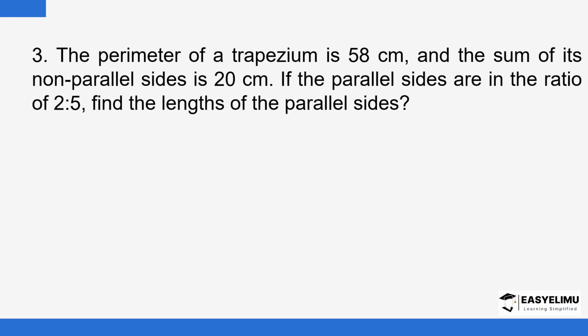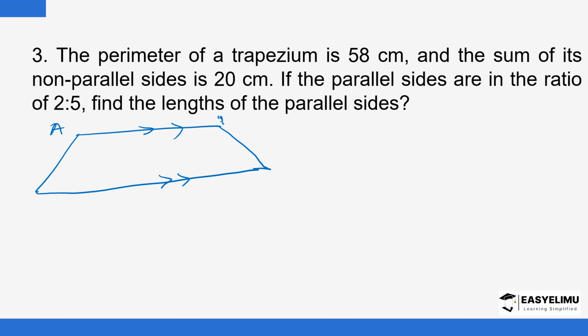So the perimeter of a trapezium again is 58. We have a trapezium, and the sum of its non-parallel sides is 20. If the parallel sides are in the ratio of 2 to 5, find the length of the parallel sides. So again, you have to draw it. As I draw it, I must have exactly one pair of parallel sides.